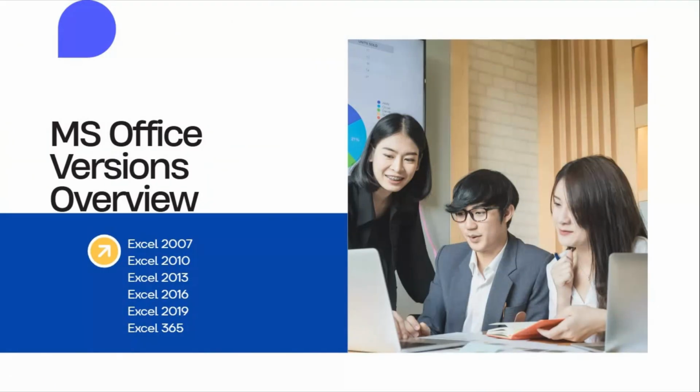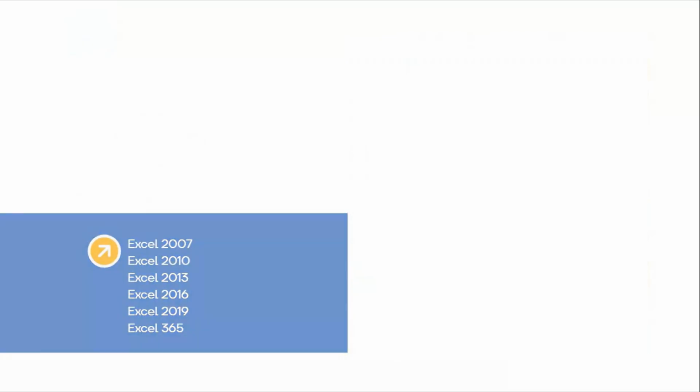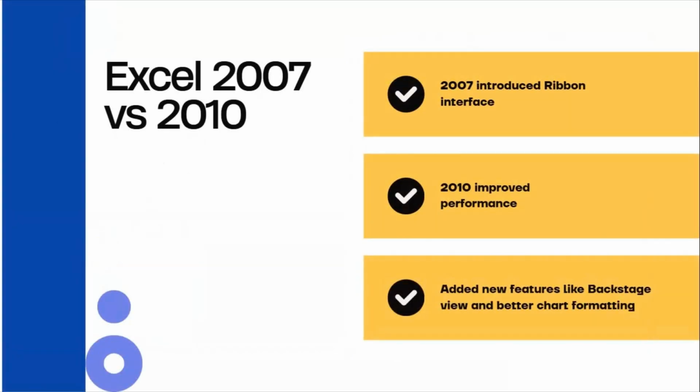A different type of MS Office versions that are available in the market. First one is 2007. Excel 2007 is an older version, and currently we are using Excel 365. So let's see the differences between the 2007 and 2010.